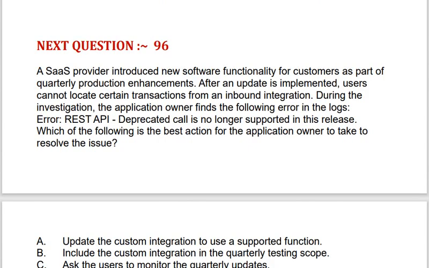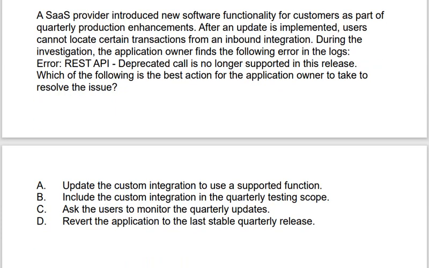Question is, a SaaS provider introduced new software functionality for customers as part of quarterly production enhancements. After an update is implemented, users cannot locate certain transactions from an inbound integration. During the investigation, the application owner finds the following error in the logs. Error is REST API deprecated call is no longer supported in this release. Which of the following is the best action for the application owner to take to resolve the issue?